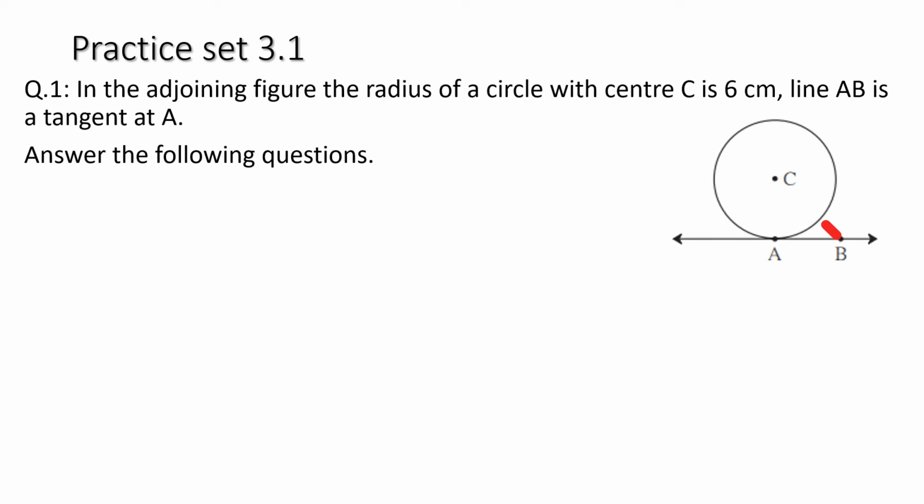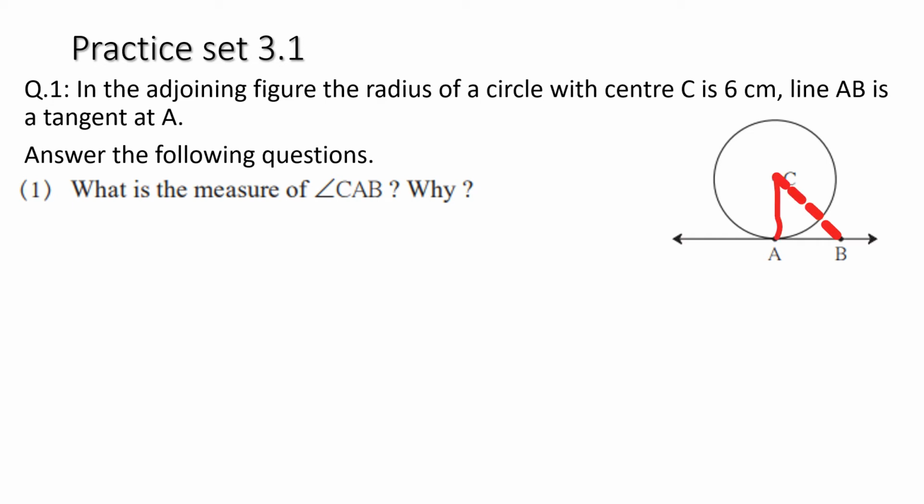In the adjoining figure, the radius of a circle with the center C is 6 cm. CA is the radius of the circle, which is given as 6 cm. Line AB is a tangent at point A to the circle. So answer the following questions. Here 4 sub-questions are there. We will go one by one. So the first question is, what is the measure of angle CAB?